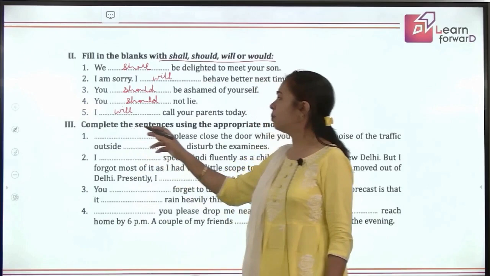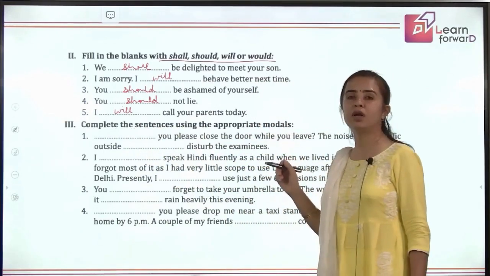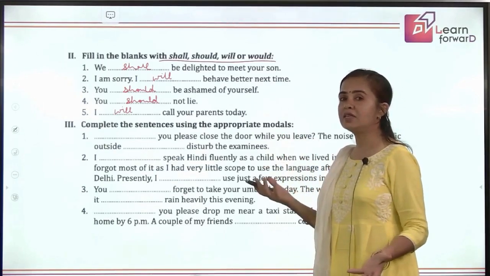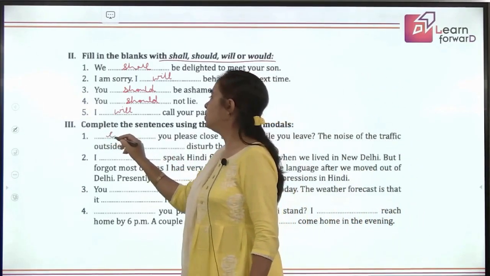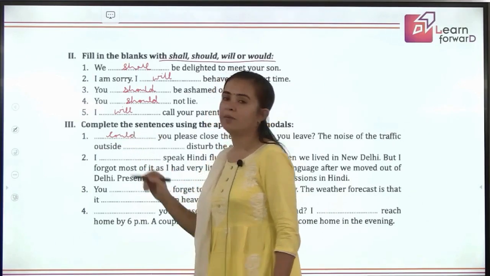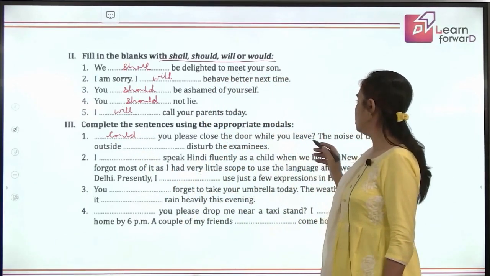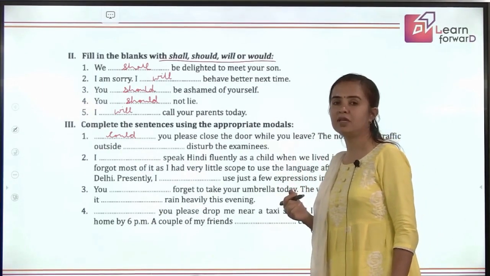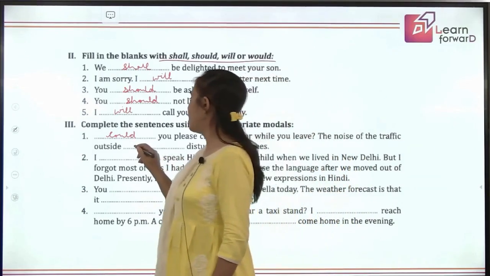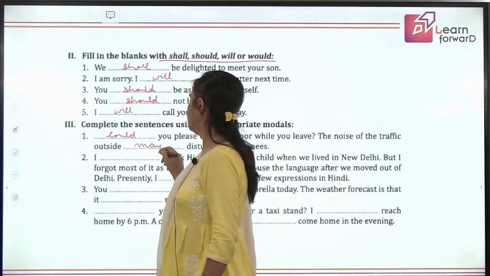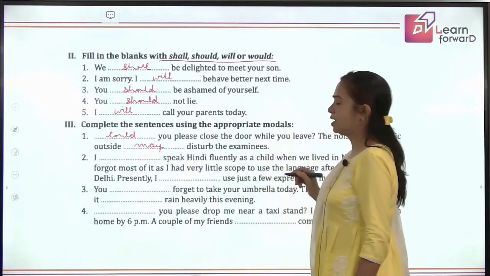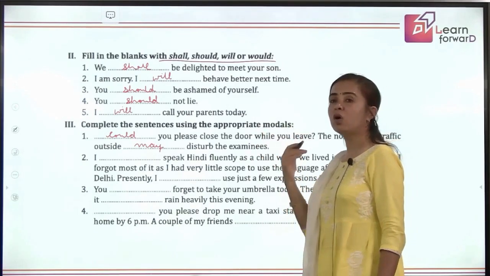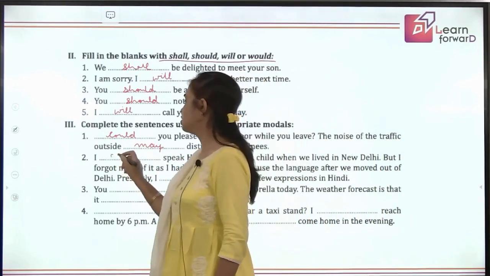Next exercise is complete the sentences using the appropriate modals. Dash you please close the door while you leave. So you are being polite. That means could you please, or even would can be correct. Could you please close the door while you leave? The noise of the traffic outside dash disturb the examinees. That means the chances are more, so may disturb the examinees. Next, I dash speak Hindi fluently as a child. That means you are talking about your past ability when you were a child.